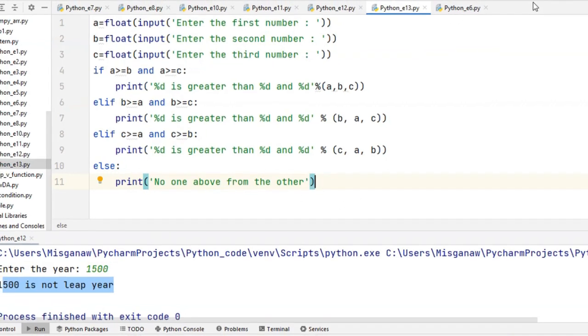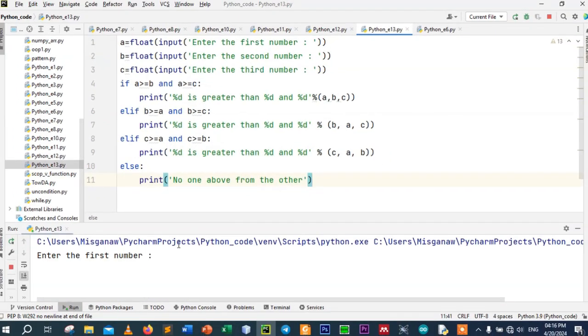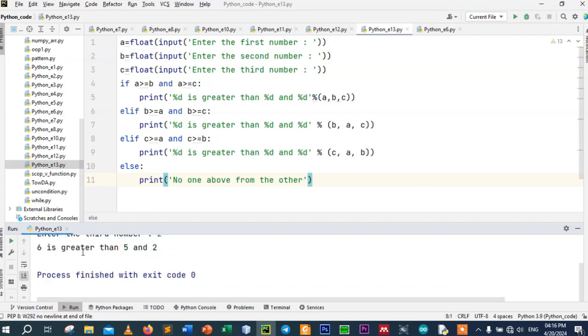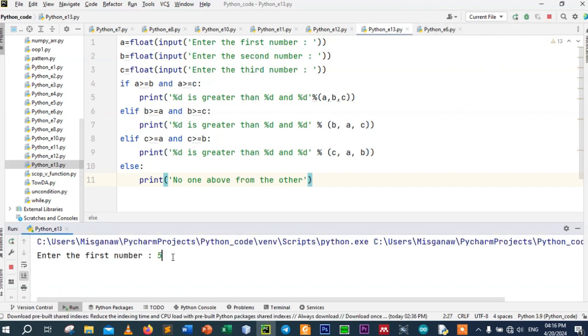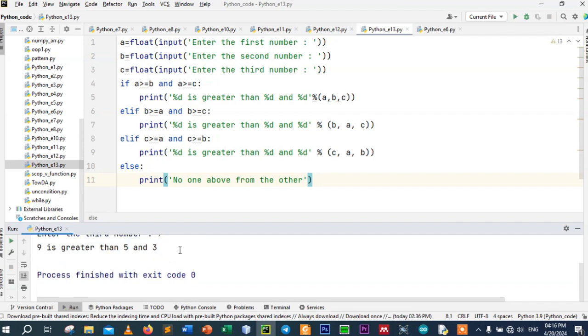Let me check that. The first number, for example, 6, 5, 2. Enter. Yeah, 6 is greater than 5 and 2. What about 5 and 3 and 4 or 9? Yeah, 9, that means the third number. 9 is greater than 5 and 3.